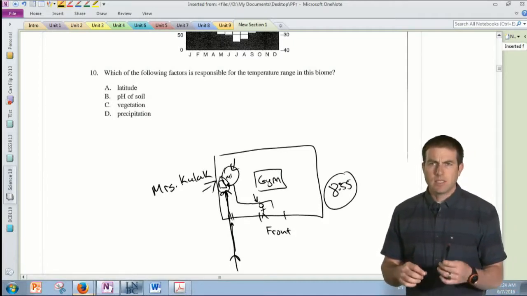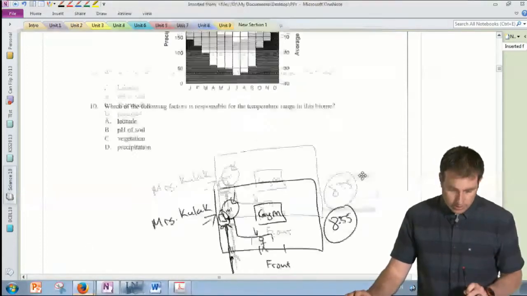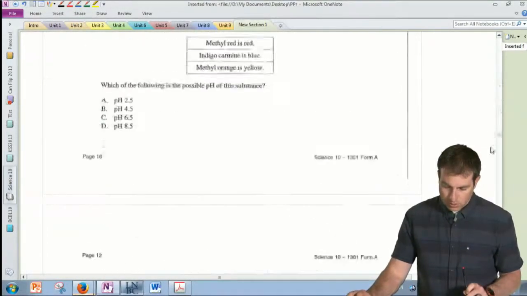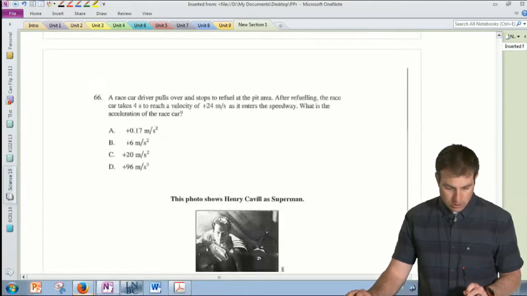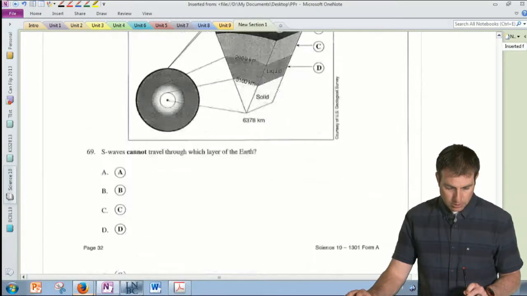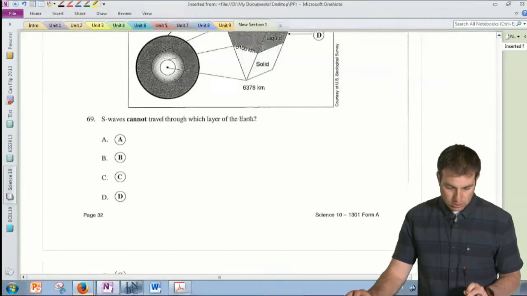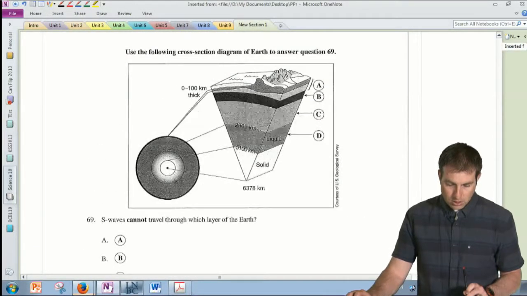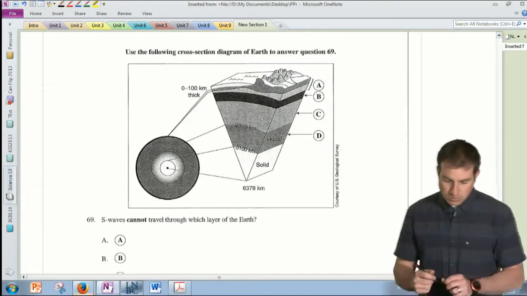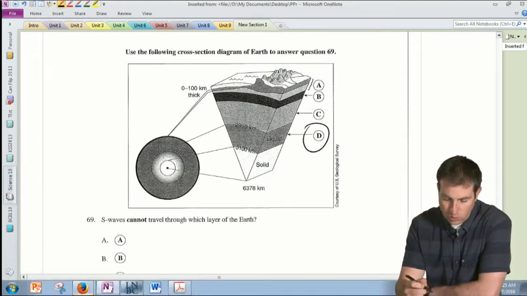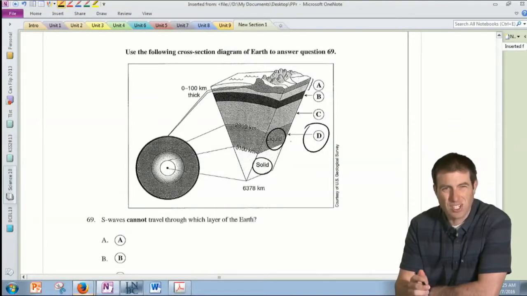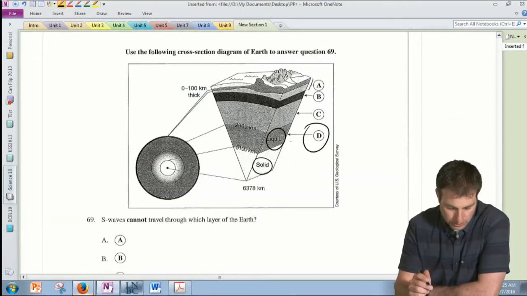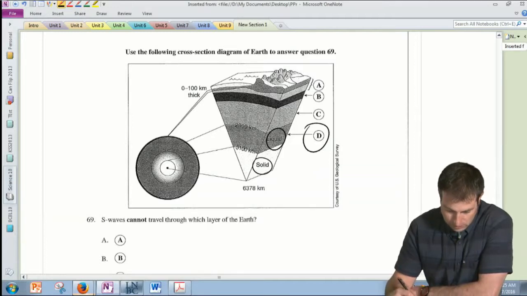Abby, 69, 73, 76, and 80. Jump through these real quick. 69. So the S waves can't go through a liquid, and it says right on this diagram solid, liquid, and it's just kind of one of those memorization things for 69. So hopefully there's a D somewhere in here.